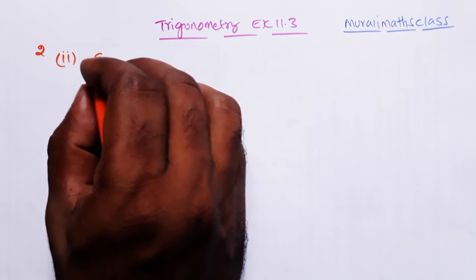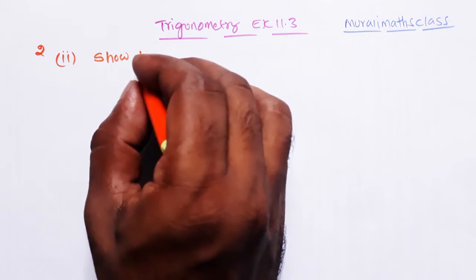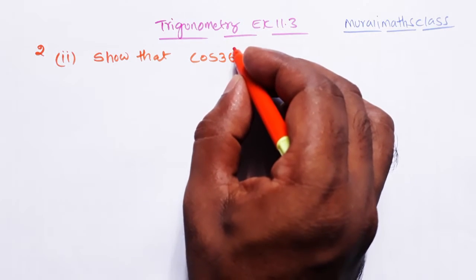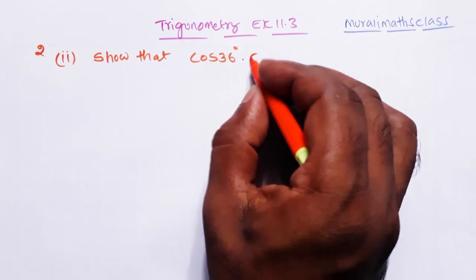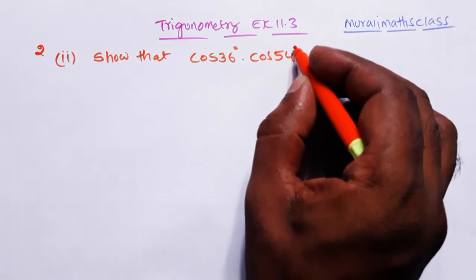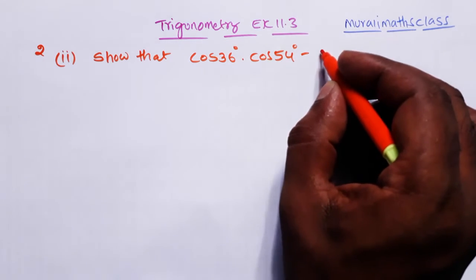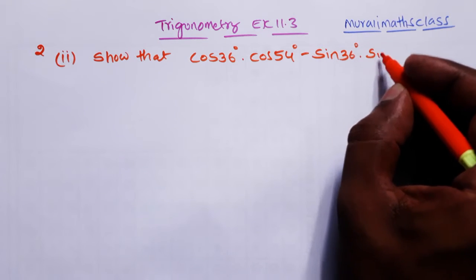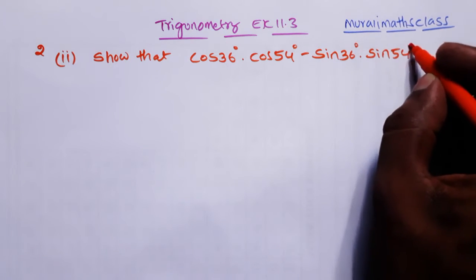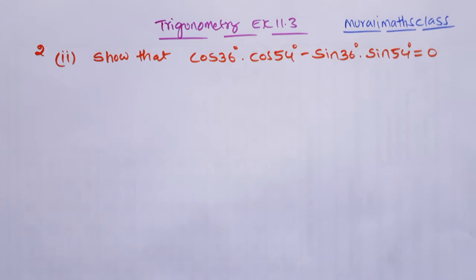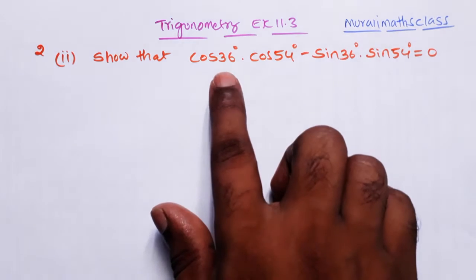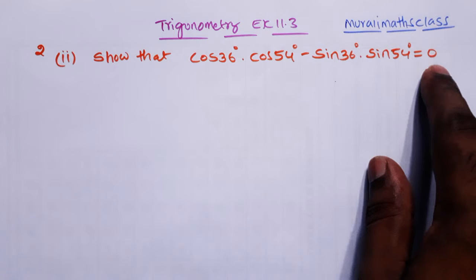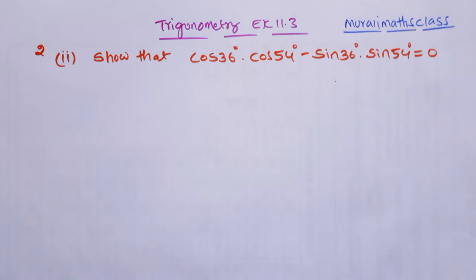Show that cos 36 degrees into cos 54 degrees minus sin 36 degrees into sin 54 degrees equals 0. So this we have to show. If you simplify, the answer should be 0. Same like the previous problem.